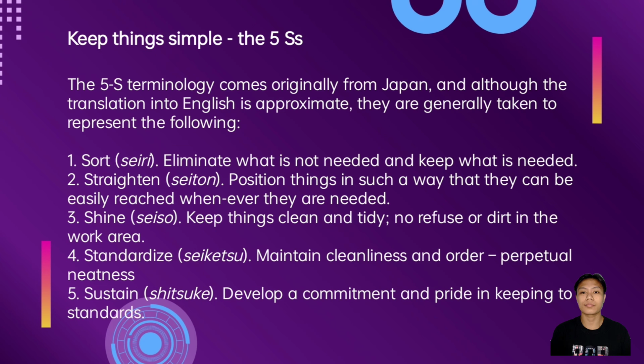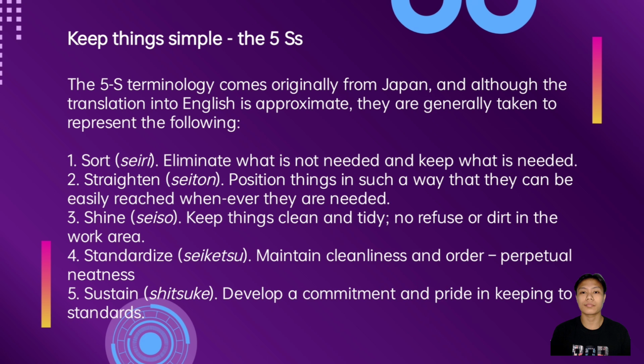Keep things simple, also known as the 5 S's. The 5S terminology comes originally from Japan for workplace organization. Each S represents a step towards optimized workflow. Although the translation into English is approximate, they are generally taken to represent the following. First S is sort. Sort means to eliminate what is not needed and keep what is needed. Second is straighten. Straighten means position things in such a way that they can be easily reached whenever they are needed. So straighten means to organize tools to improve efficiency.